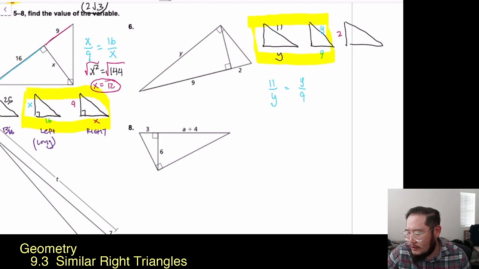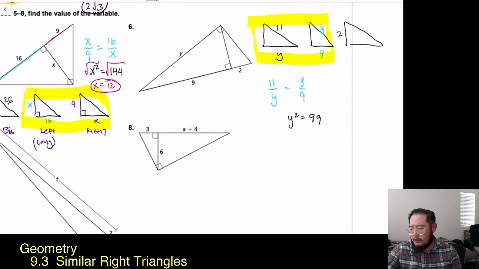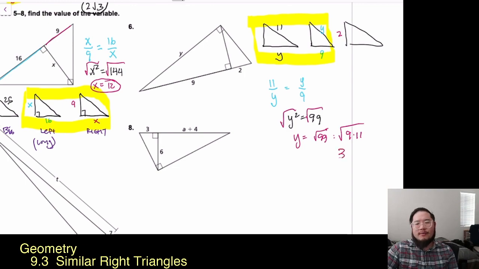I've got y squared is equal to 99, right? Cross multiplying. And then let's simplify this out. Square root both sides. And y is equal to rad 99. But I can simplify this, thinking of factors of 99. Perfect square factors, 9 times 11. Because the square root of 9 is 3, I've got 3 rad 11. And there you have your answer for number 6.